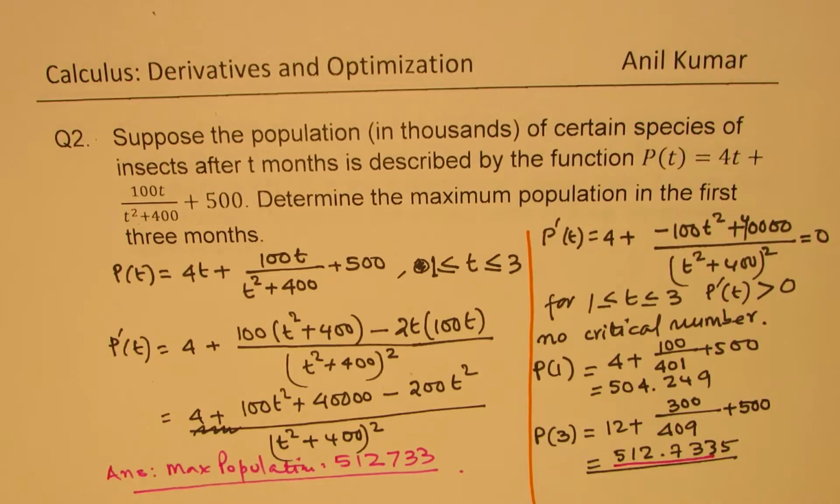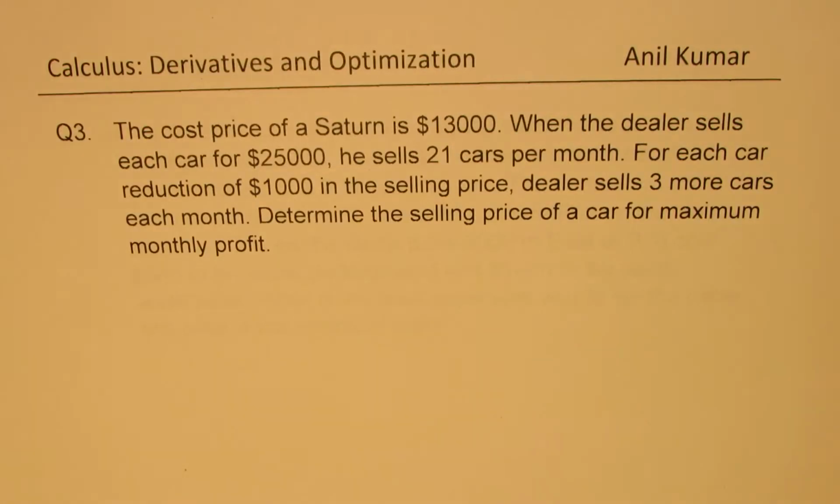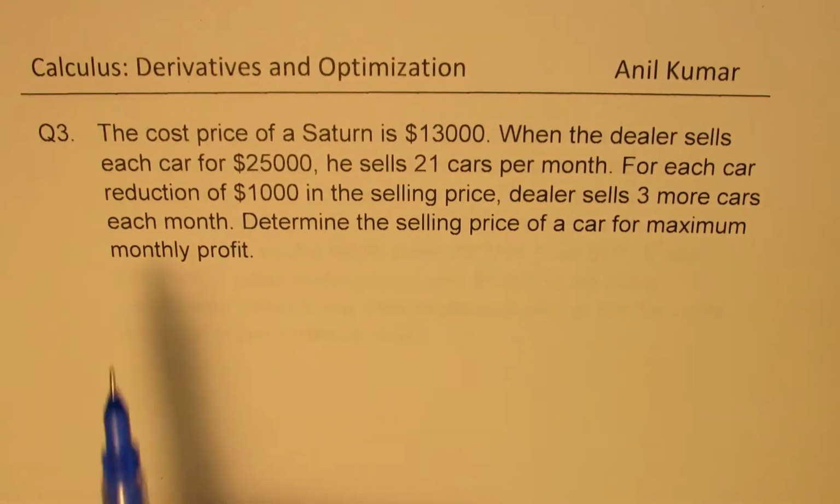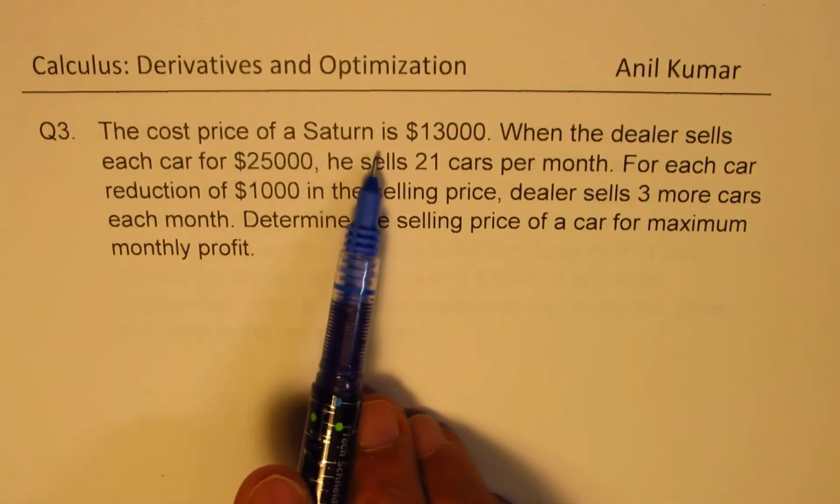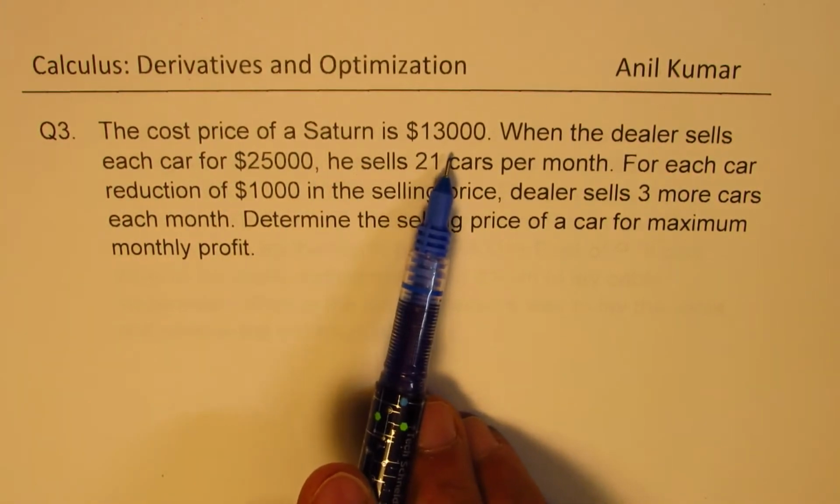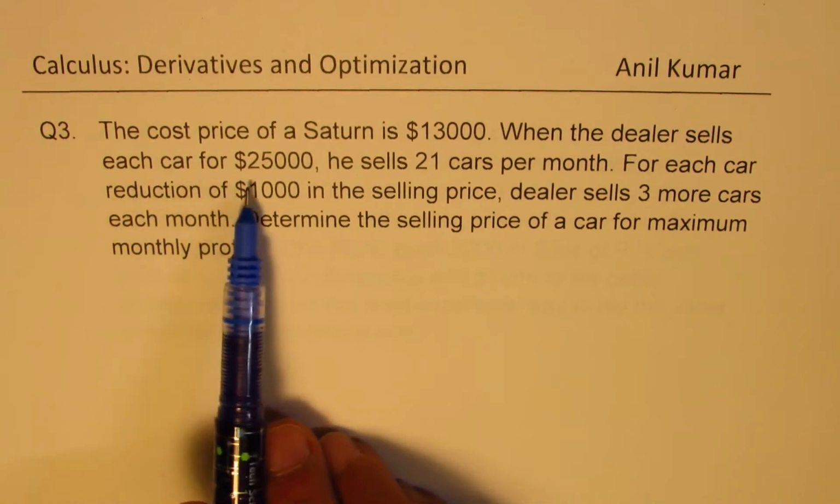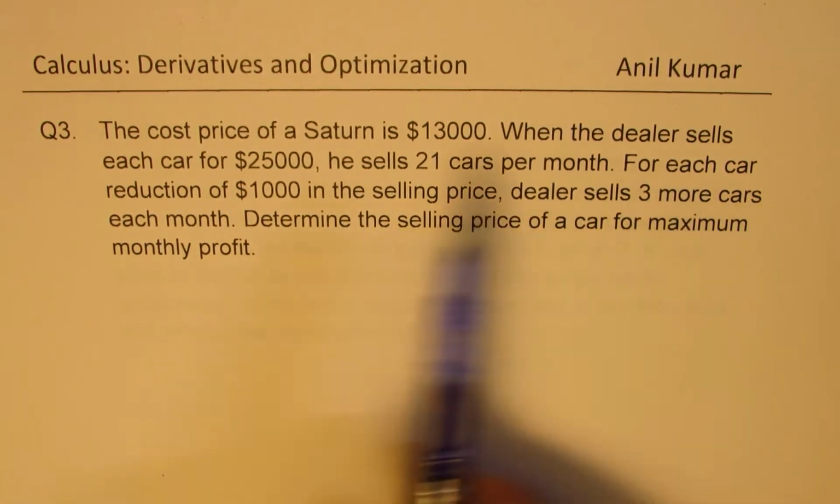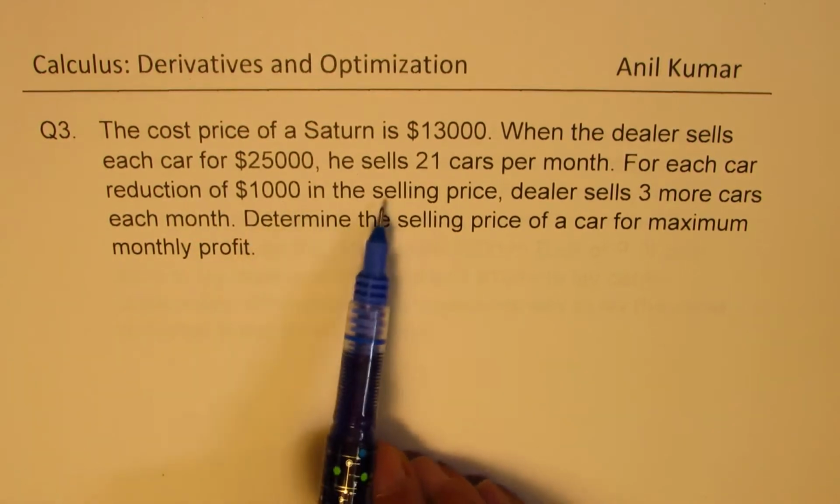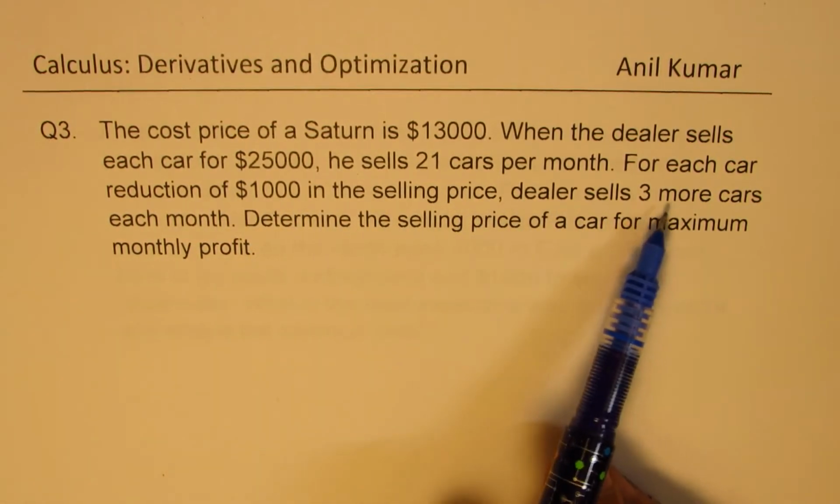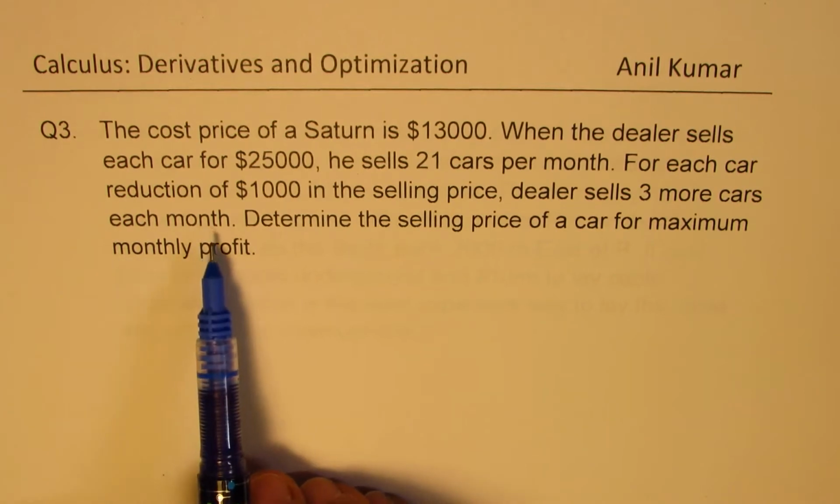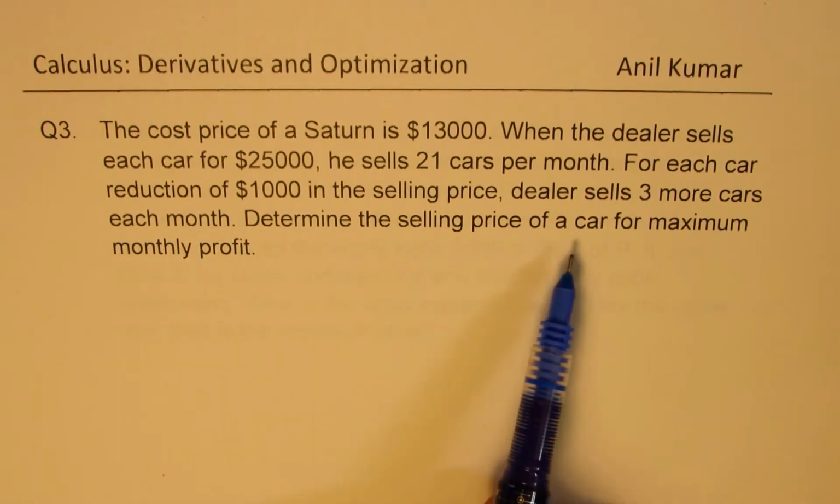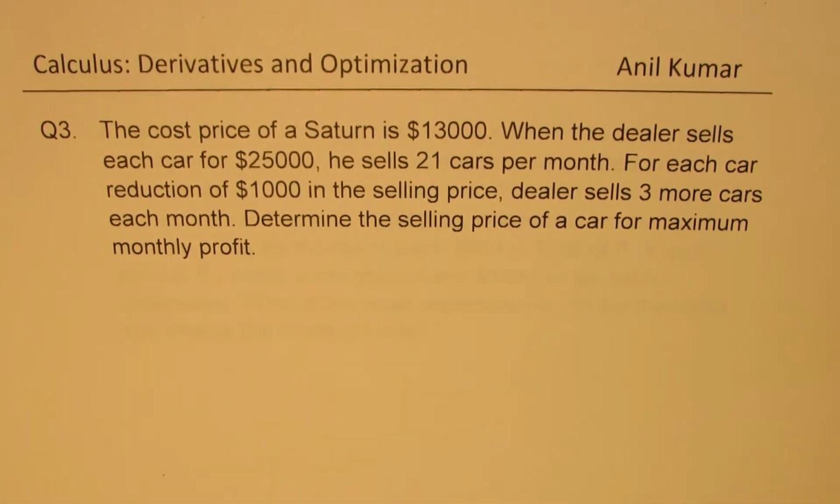Now let's take question number 3. The cost price of a Saturn is $13,000. When the dealer sells each car for $25,000, he sells 21 cars per month. For each car reduction of $1,000 in selling price, the dealer sells 3 more cars each month. Determine the selling price of a car for a maximum monthly profit.